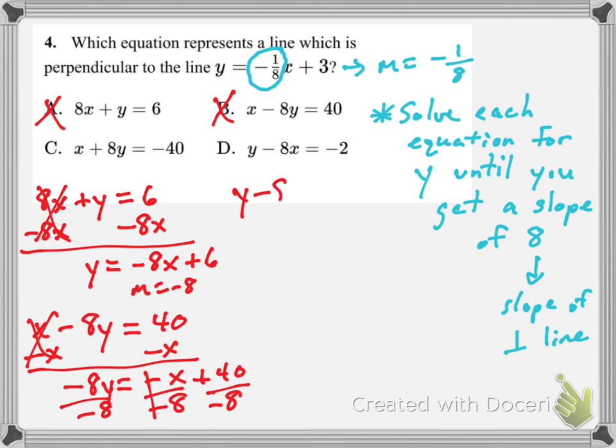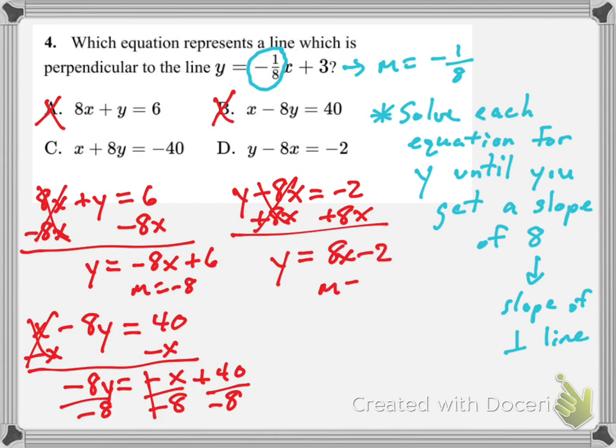Let's try D. Y minus 8x equals negative 2. So we would add 8x to both sides. So I would get y equals 8x minus 2. Slope is 8. Winner. Answer is D. Okay. That one we had to do a little bit of work for.